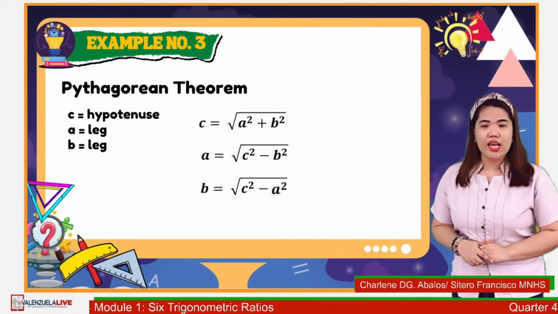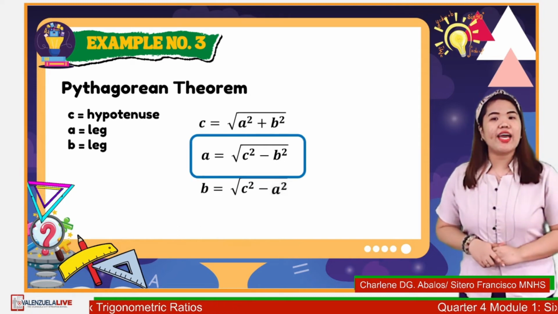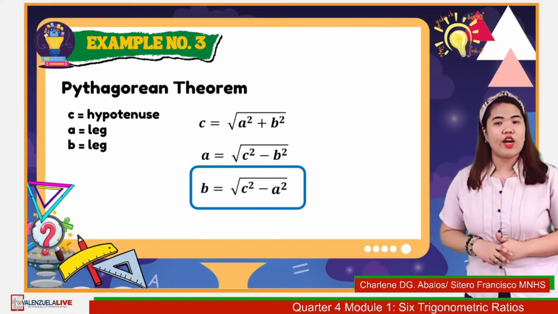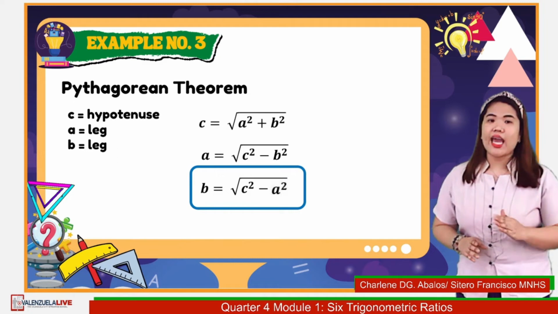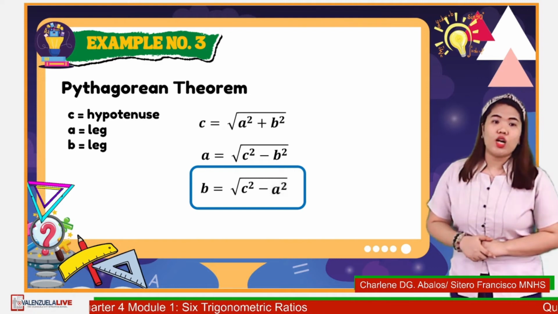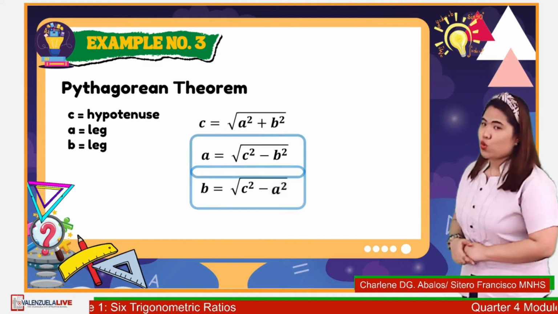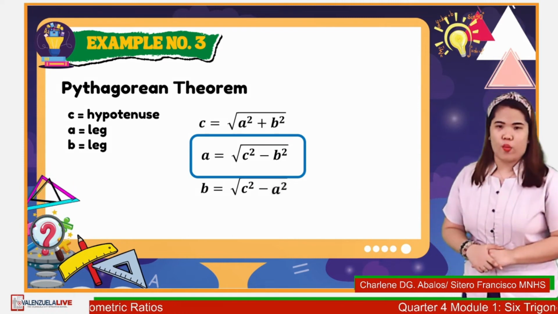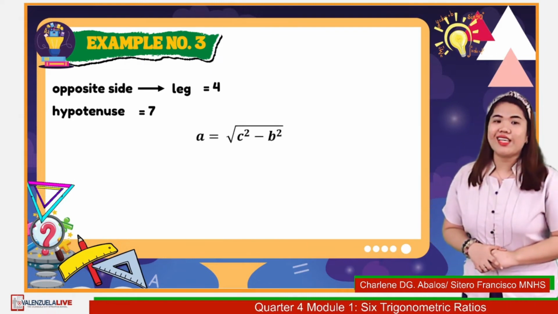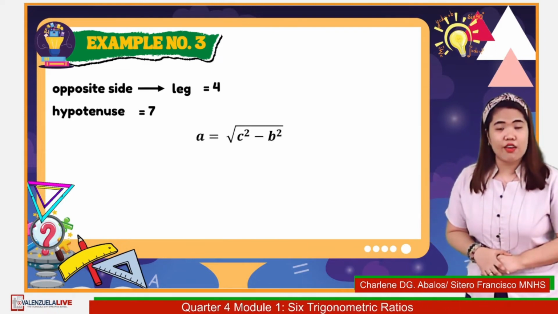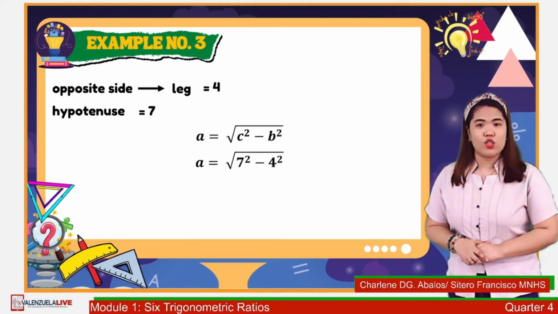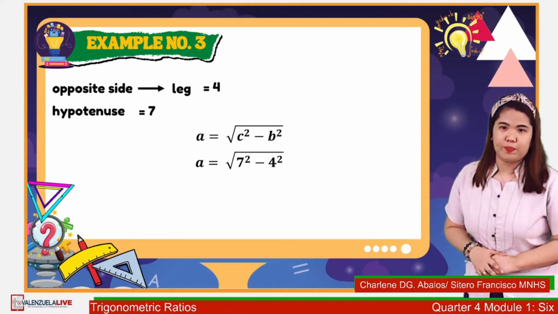Therefore, we may use A is equal to the square root of C squared minus B squared, or B is equal to the square root of C squared minus A squared, since A and B are the representation for the legs of the triangle. With this example, let's use A is equal to the square root of C squared minus B squared. Substitute 4 as the length of the opposite side and 7 as the length of the hypotenuse to the given formula. It will be A is equal to the square root of 7 squared minus 4 squared.